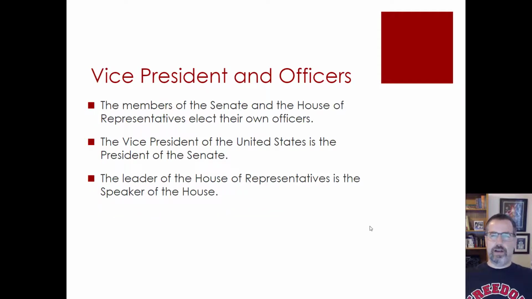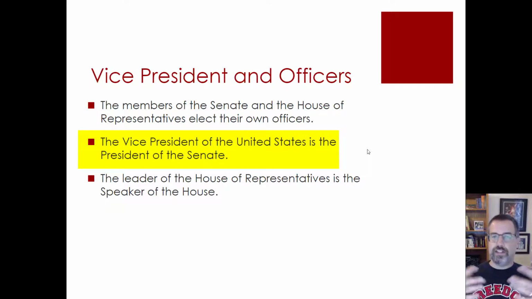Let's talk a little bit about some of the officers of the Congress. First off, the members of the Senate and the House of Representatives elect their own officers. The Vice President of the United States is called the President of the Senate. So he kind of oversees the Senate.